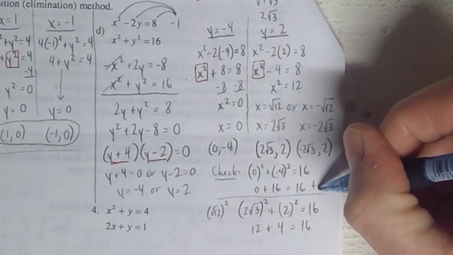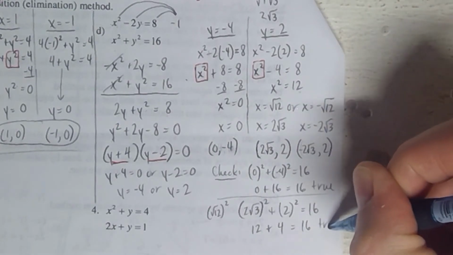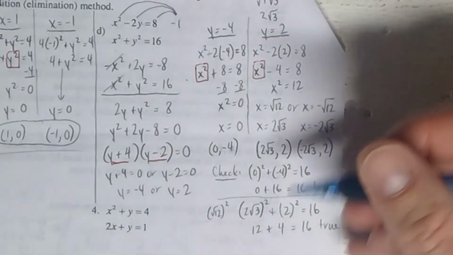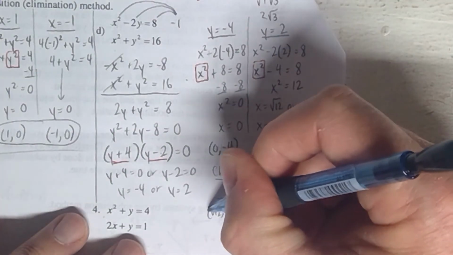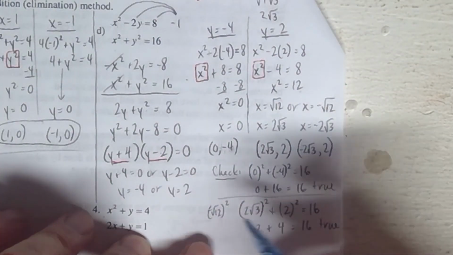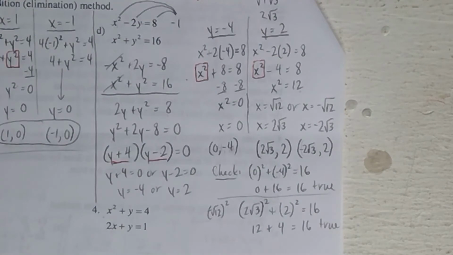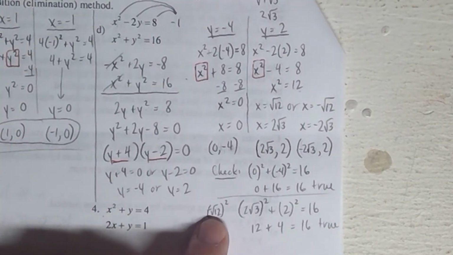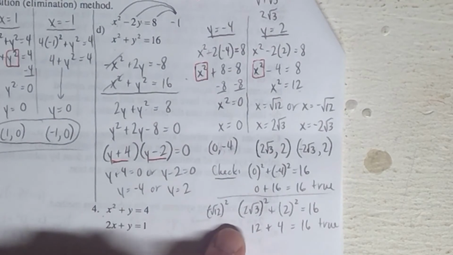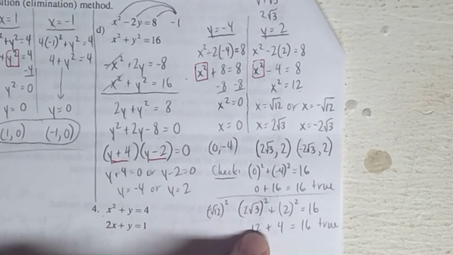That's true. And then if you plug in the negative 2 square root of 3, which is the same thing as negative square root of 12. As you guys know, when you square a negative, you're going to get the same answer as when you square a positive, as long as it's not an imaginary number. So negative square root of 12, when you square that, is equal to 12 also. A negative number, as long as it's not imaginary, when you square it, is going to be positive.